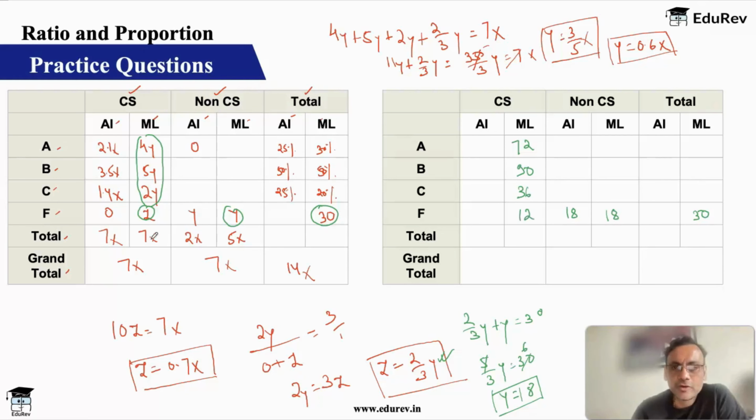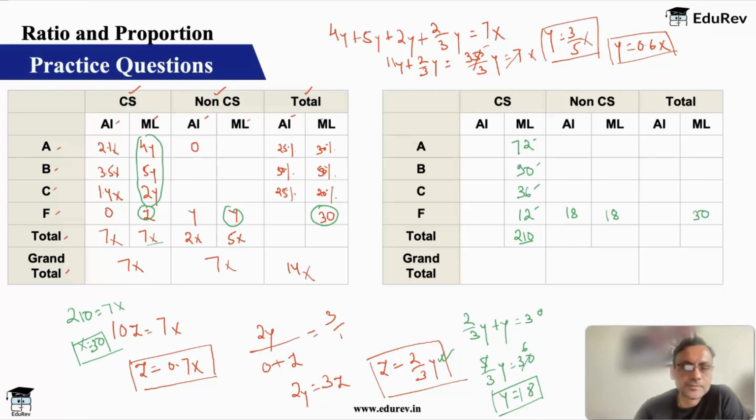How do we move forward from here? See here. What is the total number of students in CS? You have 72 plus 90 plus 36 plus 12. This adds to 210. So 210 has to be equal to 7x. 210 is equal to 7x, or x is equal to 30.